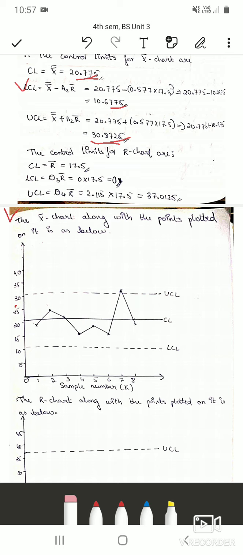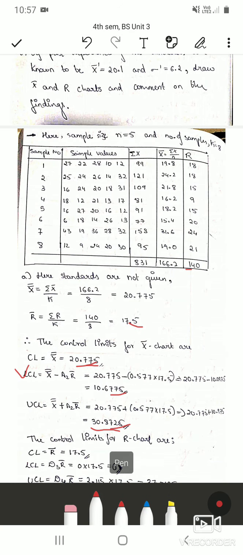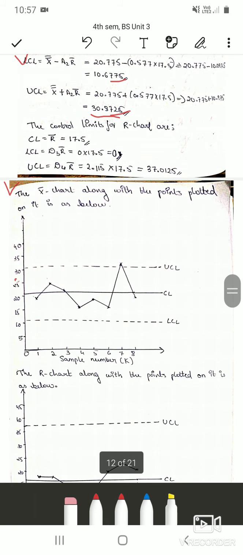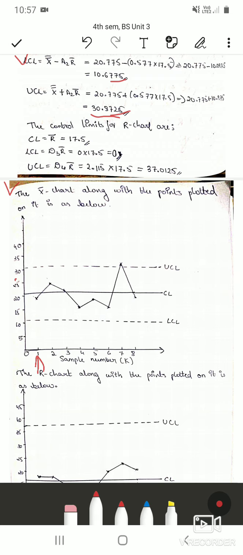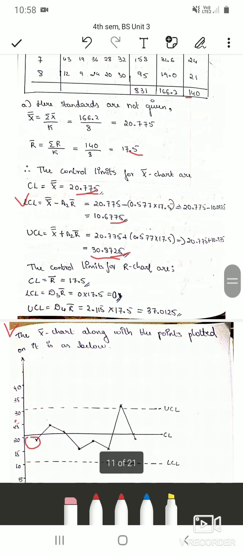Now we have to plot all the x bar points in this chart. So what is the first x bar value? It is 19.8. So this value you have to plot. For the first sample number, we have got x bar as 19.8, which is somewhere over here. I have marked it. For the second sample number, x bar is 24.2.